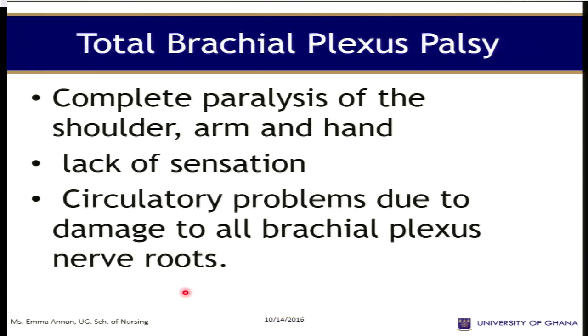The next one is a total brachial plexus palsy. That is complete paralysis of the hand, the shoulders, and the arm. There is lack of sensation, and there is also a circulatory problem.